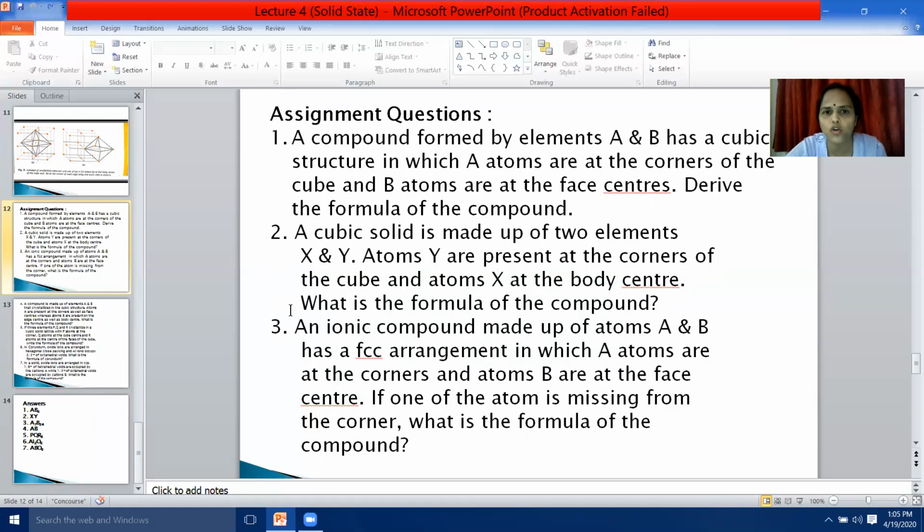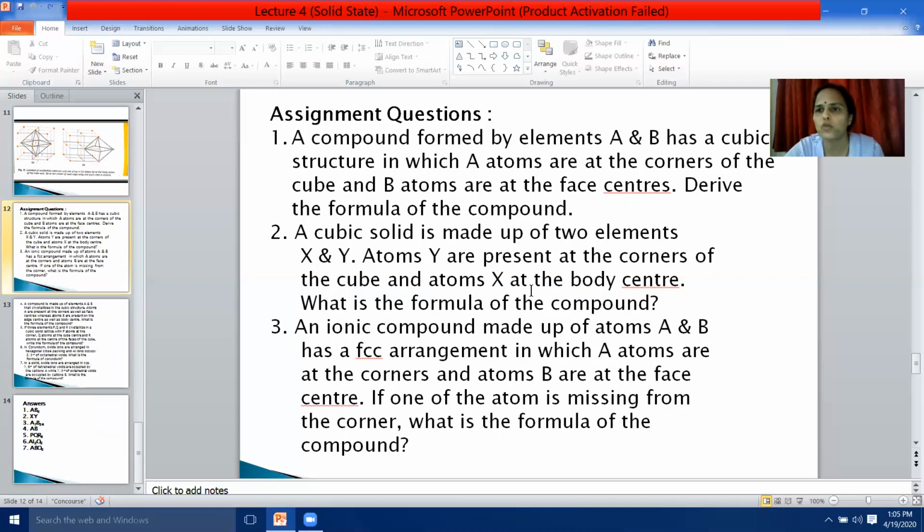And since 8 corners are there, 8 into 1 by 8 is 1. Right? The value of Y comes out to be 1. And X atoms at the body center. I told you at body center only one constituent particle is present, that is being fully shared by it. So here it is saying X atoms are present at the body center. So the value of X is here equal to 1.